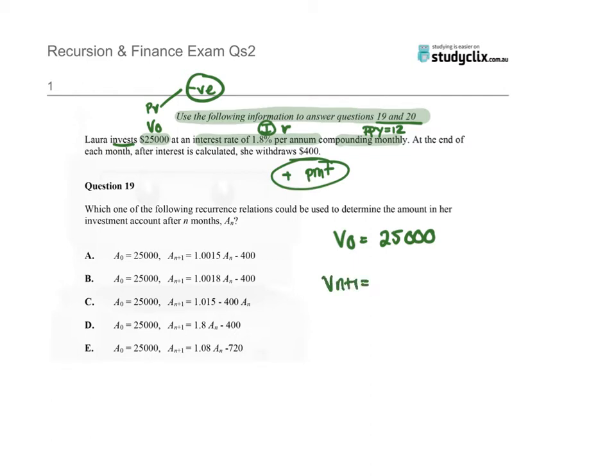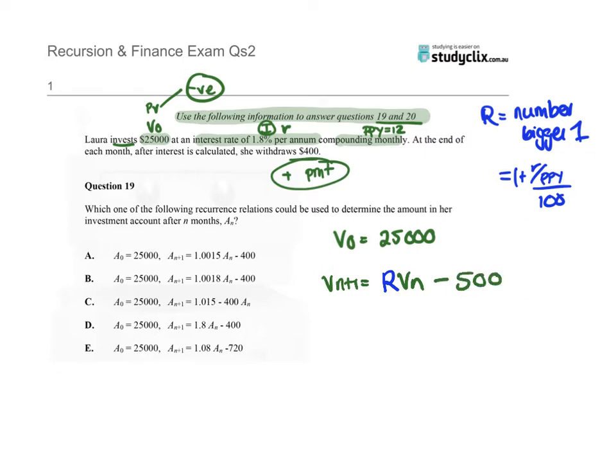Now, when you have an investment, you always have the R, so you're gaining money. So R will be a number bigger than 1. And if you remember, we find that by going the rate over PPY over 100, 1 plus that. And that's how we're going to do it. And then we'll have Vn, you times the one before, and then it will always have your payment. Now, she's taking this out, so in the recurrence formula, she's minusing 400. Sorry, I don't know why I wrote 500.